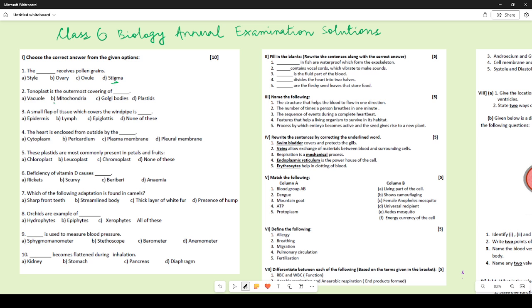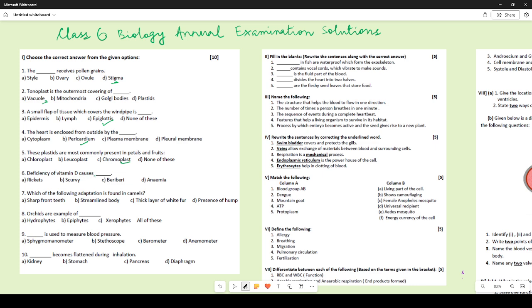Tonoplast is the outermost covering of vacuole. A small flap of tissue which covers the windpipe is epiglottis, right? Because it is the epiglottis that takes care that the food does not get into the windpipe. The heart is enclosed from outside by pericardium. These plastids are most commonly present in petals and fruits. Remember, they are colored plastids, so they are chromoplast.